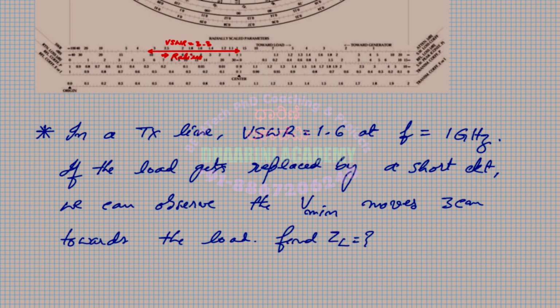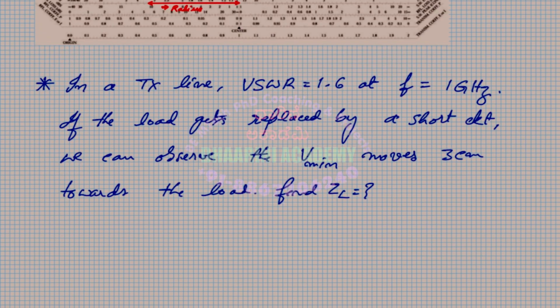ZL is the question. So this question is pretty much similar to what we have solved. Slightly different, a small difference is there because we are moving towards the load. Okay, so I want you to solve by yourself, then we'll compare the answers. I'll try to write the answers we got so far. So the distance covered by the V min is equal to, we are getting 0.1 lambda.